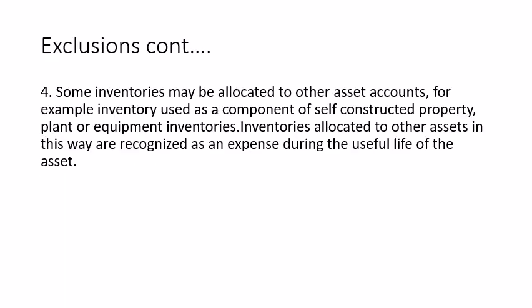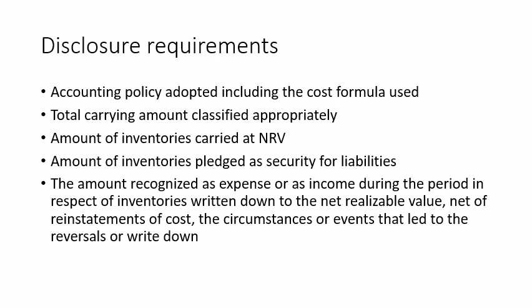And then number 4, some inventories may be allocated to other asset accounts. For example, inventory used as a component of self-constructed property, plant or equipment. So inventories allocated to other assets in this way are recognized as an expense during the usage life of the asset. We want to look at some disclosure requirements for inventories.